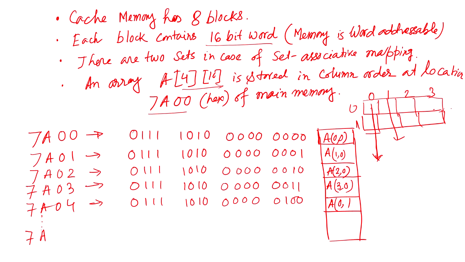So, what will be the last address? Last element, that is 39 starting from 0, started from the 0th location. So, we want to store 40 elements. So, what will be the last address? 7A 39, but it is in hexadecimal. So, 27, yeah, someone said, right. So, this will be 0 1 1 1.